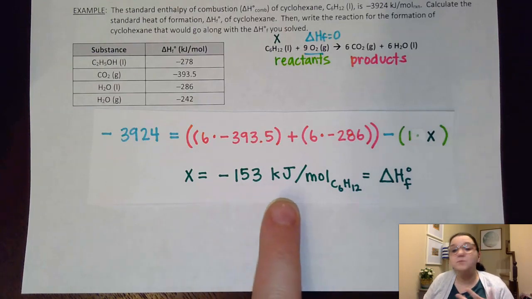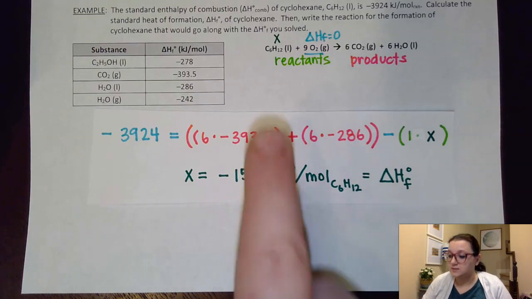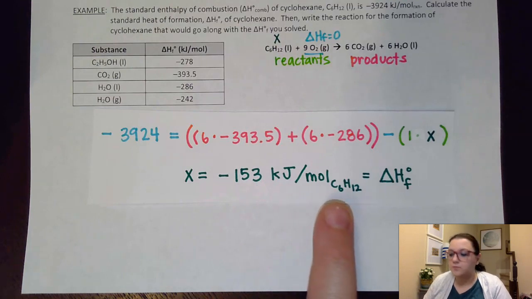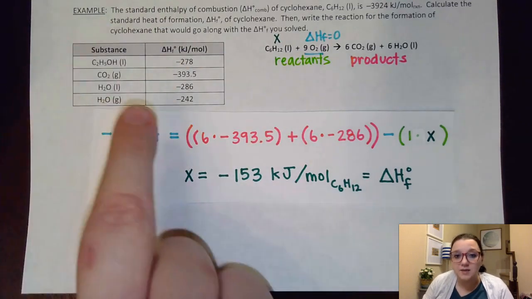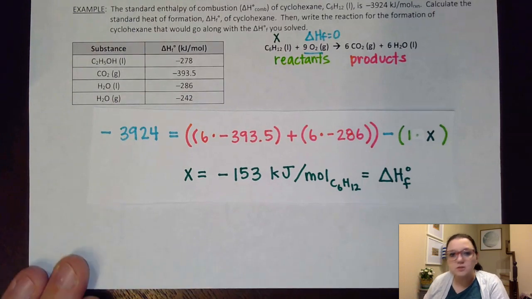That would be in terms of kilojoules. And because it's the heat of formation for this C6H12, I put per mole of the C6H12. And again, this is the heat of formation value that would have gone in a table like this for that cyclohexane. Now, it asks us to do something else here.